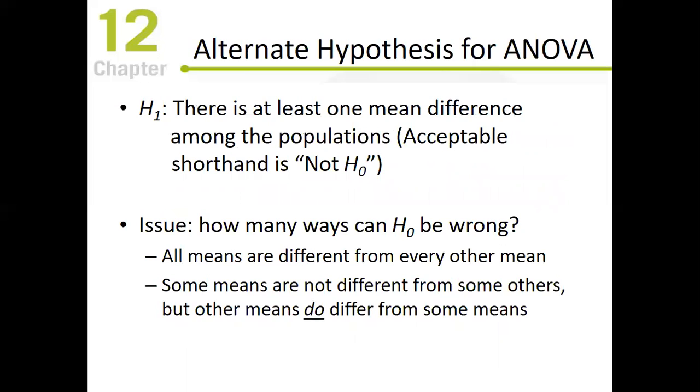Okay? Now the null can be wrong in a couple of different ways. It's possible that all of the groups are different. Okay, or it's possible that some groups are different from each other, but others aren't. Okay? If we have 4 groups, maybe 2 of those groups are different and the other 2 are not. Okay, so the alternative hypothesis is very low stakes. It's just saying there's one group that's different in this entire study, and we're trying to find out where that difference lies.